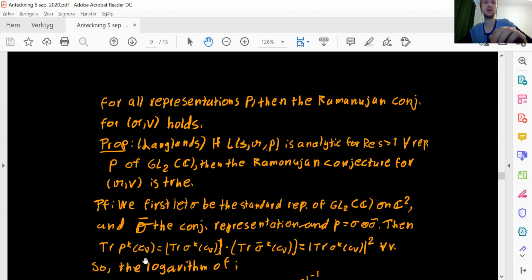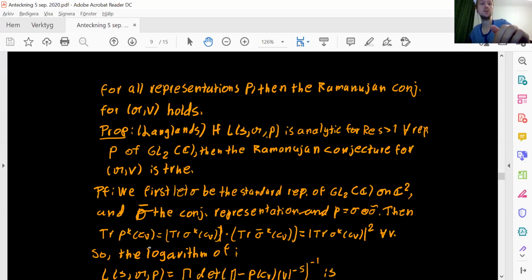So here's the proof. You first let sigma be the standard representation of GL2 on C2. Let sigma bar be the conjugate representation, and you form P, which is sigma tensor sigma bar. Then the trace of this new representation is precisely the trace of the standard representation times the trace of the conjugate representation. This is precisely the absolute value of the trace of sigma k CV squared for all V.